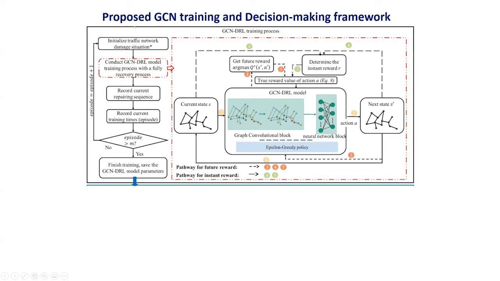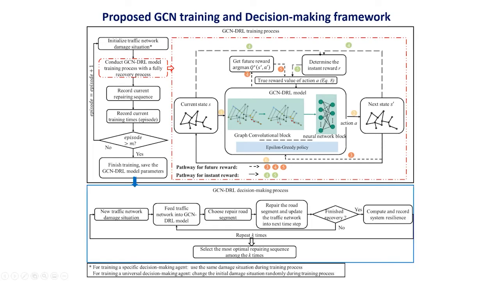If we go back to this process after we finish the training, we can save the graph convolutional neural network model parameters on our local disk. With that trained model, the decision-making process is quite straightforward. We put the traffic damage situation into the trained graph convolutional neural network model, and this model will choose the optimal road segment to repair. We repair that road segment, update the traffic network, and then repeat this process.